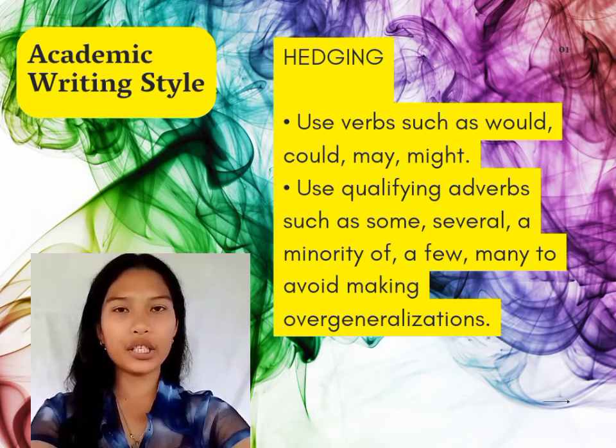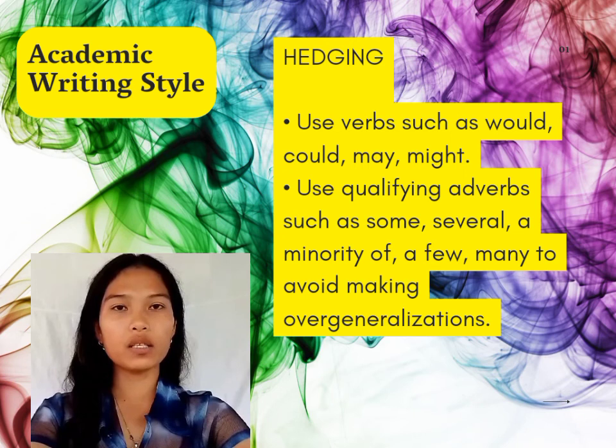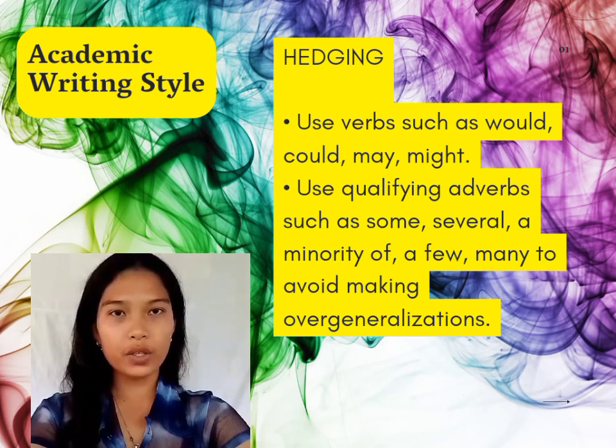Lastly, we have hedging. Hedging is the use of cautious language, so we need to be careful about what we are claiming. Use verbs such as would, could, may, and might. Next, use qualifying adverbs such as some, several, a minority of, a few, many to avoid making generalizations.